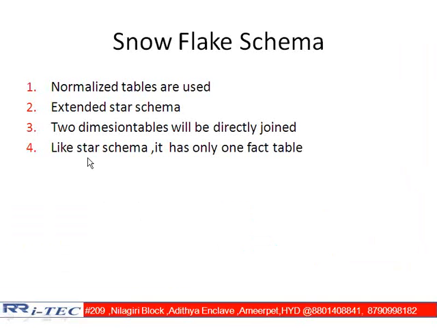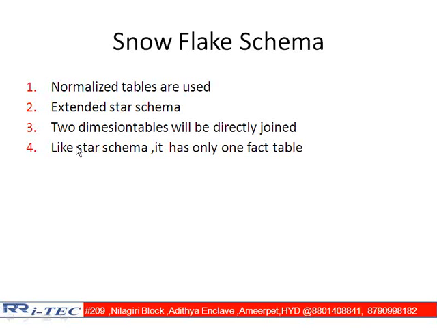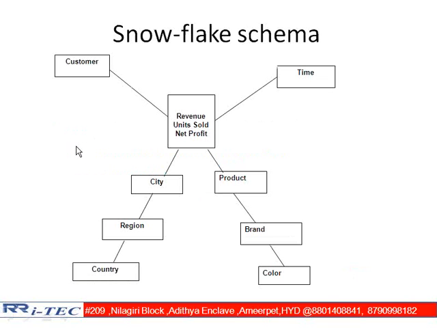Now, next point. Like star schema, it has only one fact table. That quality is in star schema as well as in our Snow-flake schema. We have only one fact table available. That's the meaning of Snow-flake schema.